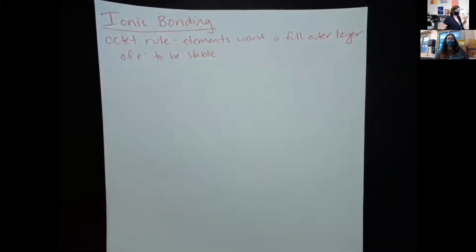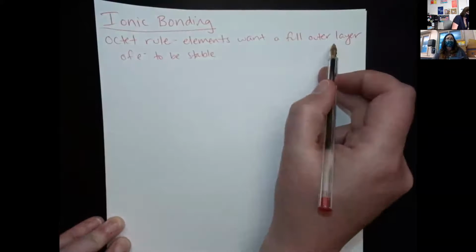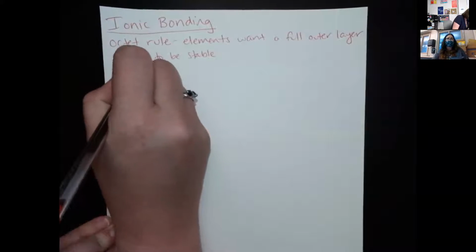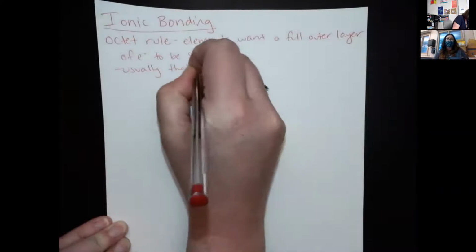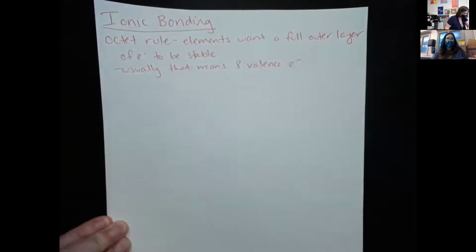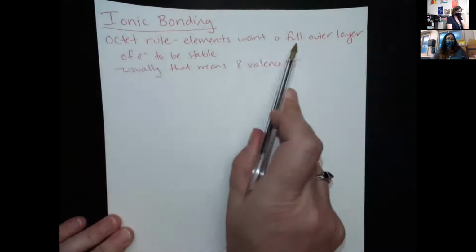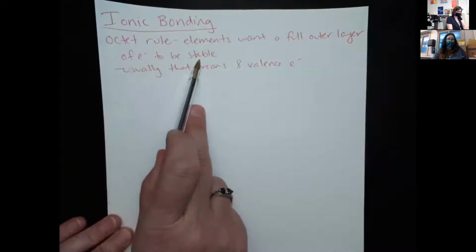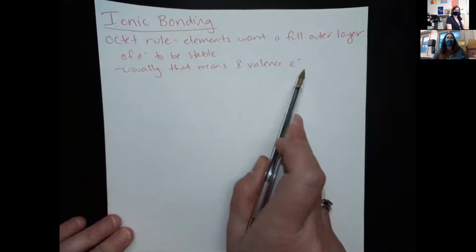What does the octet rule make you think of? What does it sound like? What do you think octet might mean? Octagon, which means what? Oct for 8. Okay, so octagons have 8 sides. The octet rule is also based on 8. It says elements want a full layer of electrons to become stable. Usually, that means 8 valence electrons.